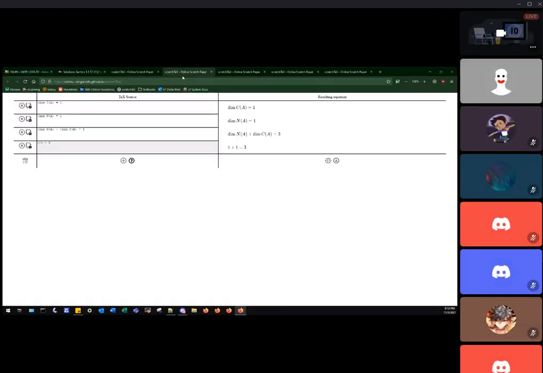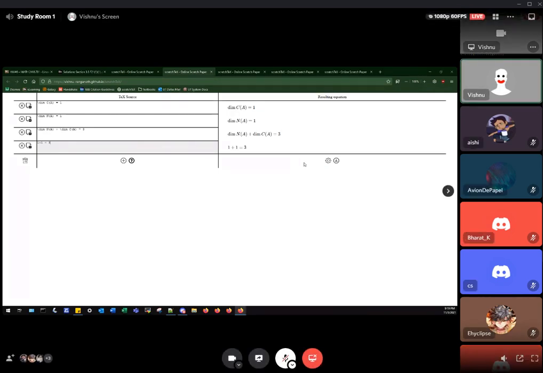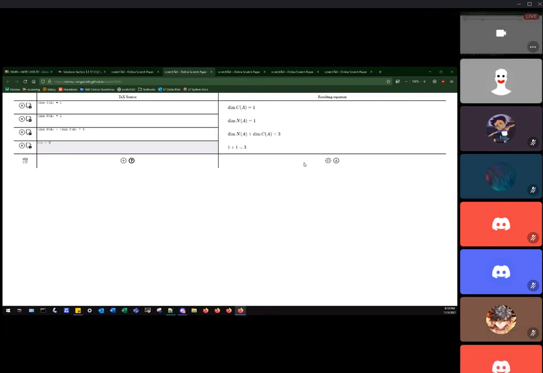I didn't get an answer for A, but for B, I got that it's not possible, because if the column space and null space are both equal to 1, their sum will be equal to 2. 2 is not equal to 3, which is a contradiction. Therefore, it's not possible to have a matrix whose column space has one vector and null space is one vector.